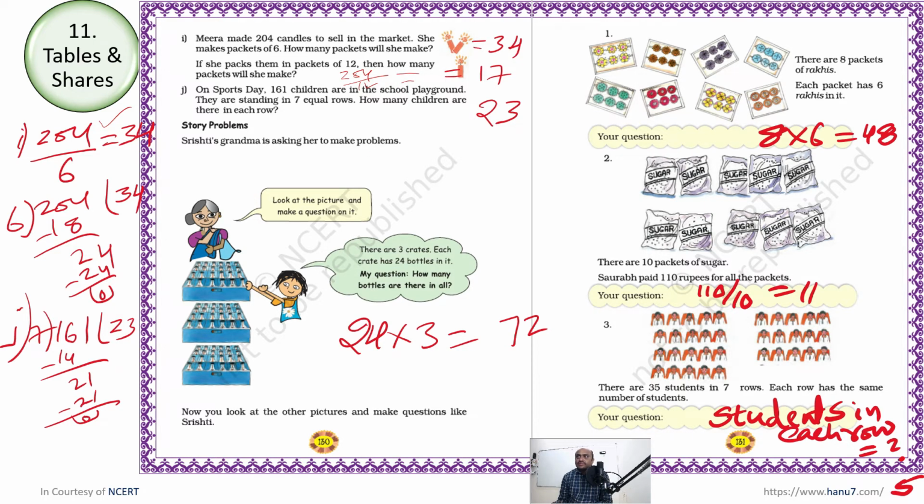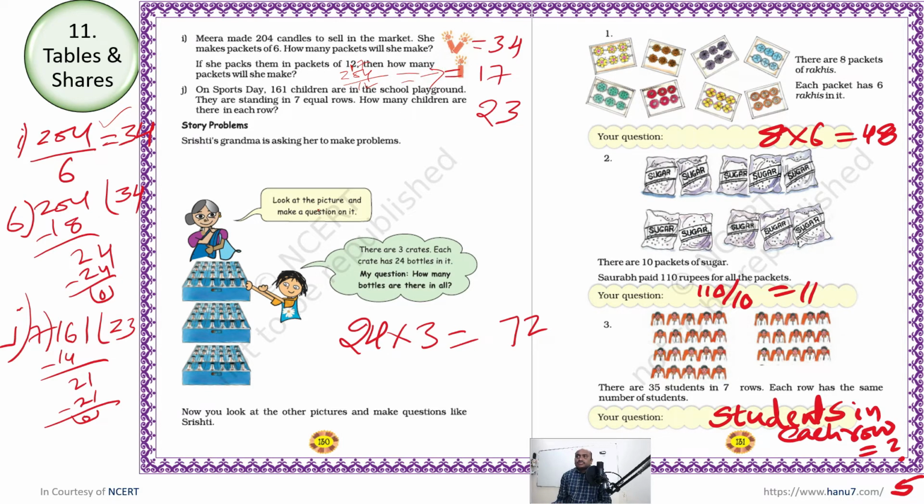So how will you get 17? 12 one time, it goes 12, and then 8 will be left here. Then what is 84? 12 into 7 is 84. So 17 will be the answer.